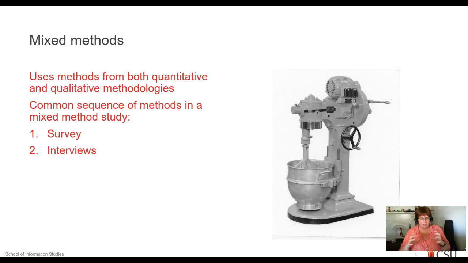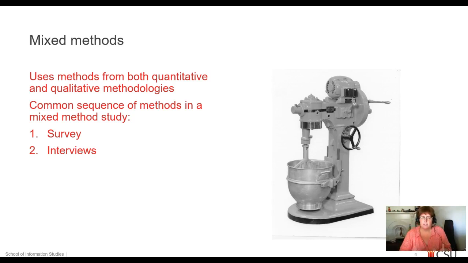So, mixed methods. Mixed methods is where you are combining the two methodologies. So you've got some quantitative stuff happening and you've got some qualitative stuff happening. And within those you'll have different methods that allow you to gather data, just like you would for a pure quantitative study or a pure qualitative study.